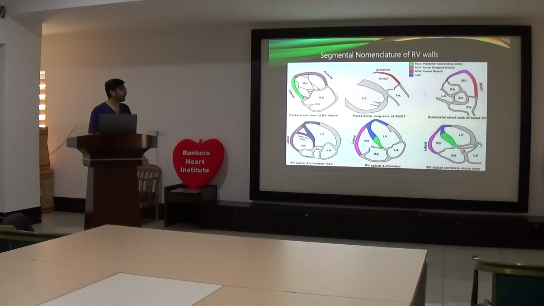So these are the segmental parts of the RV. This is the right ventricle inlet portion. This is the parasternal long axis view at the pulmonary artery level. This is the subcostal level. This is the right ventricle RVOT level. This is the RV apical five chamber level. So this is the anterior and inferior portion. This is the anterior, this is the RVOT, and this is the lateral portion of the RV. So all these are different windows.